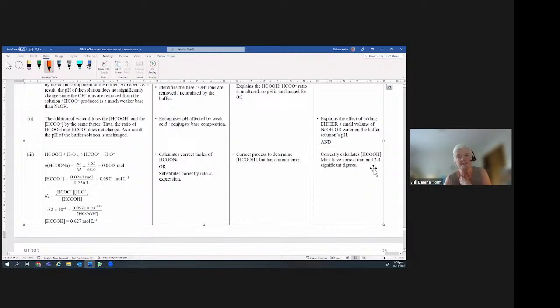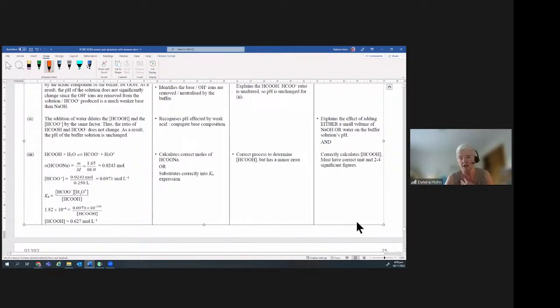And notice the significant figures, they're getting a little bit more flexible with it. It's now been saying between 2 and 4. So don't put all the values in, please, that are given on your calculator. And don't just say 0.6. Okay, they will accept 0.62.